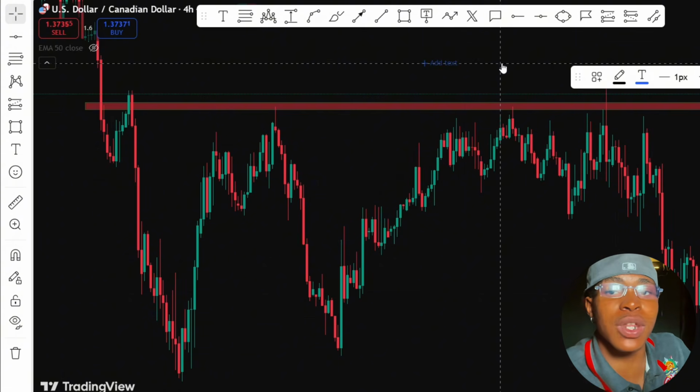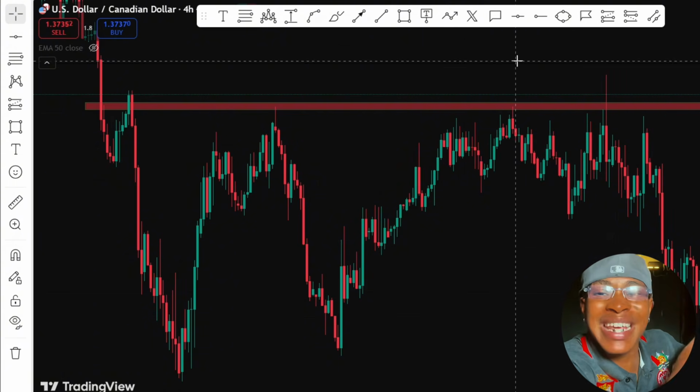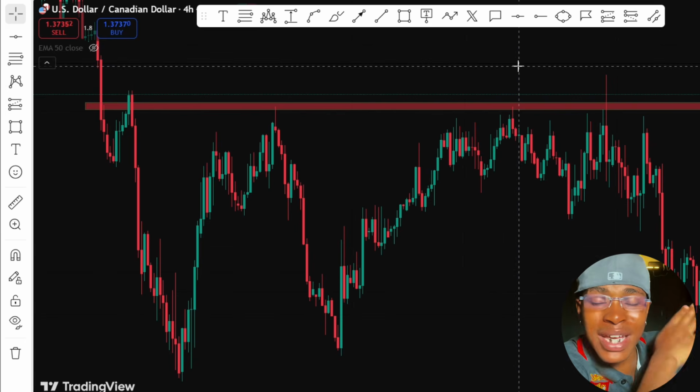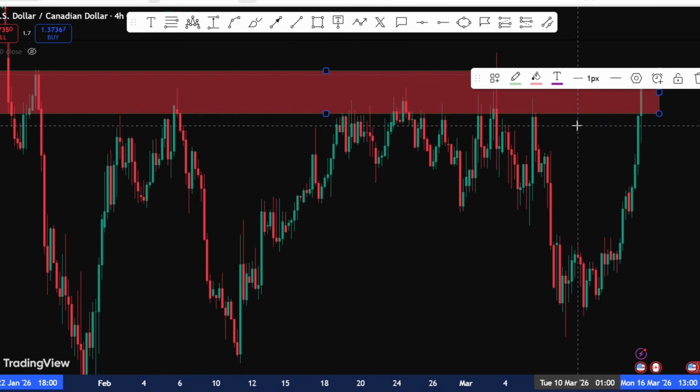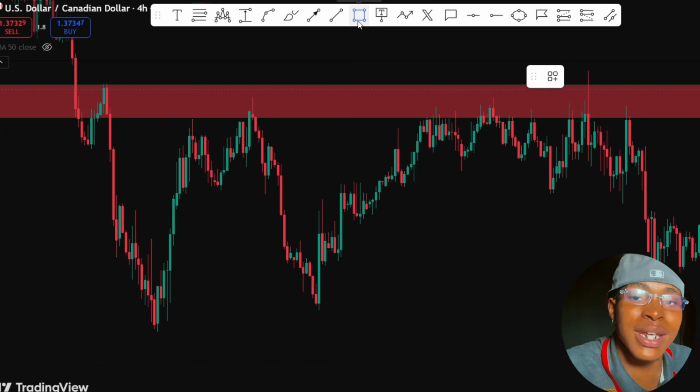So when you're swinging to the left, you're looking back in history at the areas where price has rejected multiple times. As you can see here on USD CAD, the market has rejected here at the top multiple times. It has rejected more than 3, more than 4 times, making this a very, very strong area for us to sell, right? A strong resistance level.